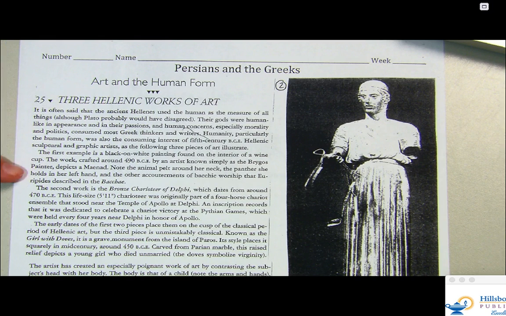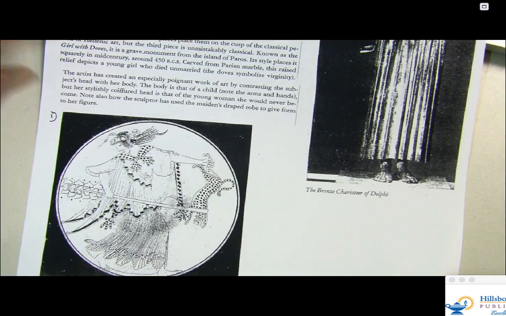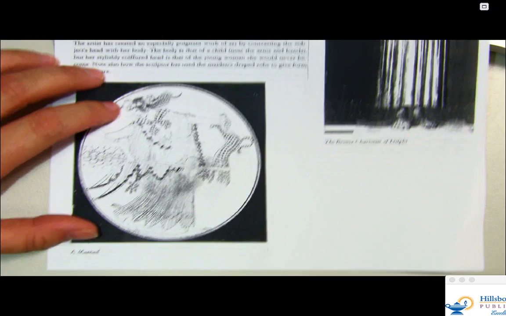The first example is a black and white painting found on the interior of a wine cup. The work, crafted around 490 BCE by an artist simply known as the Brygos painter, depicts a Maenad. Note the animal pelt around her neck and the panther she holds in her left hand, and other accoutrements of Bacchic worship that Euripides described in the Bacchae. All right, so let's look at the piece since they just described the piece, and it's this piece down here. Okay, so what do we see from the piece?